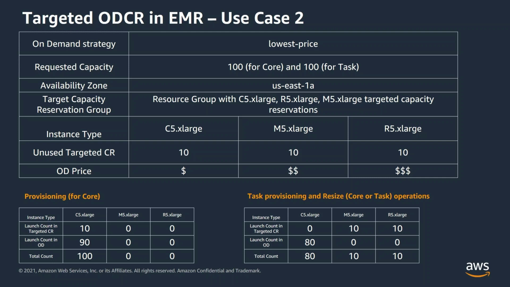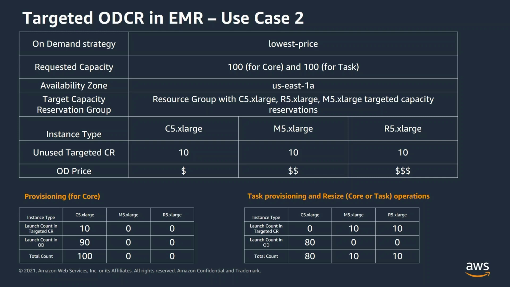So at the end of the task node provisioning, the account will have 0 unused targeted ODCR capacity for all 3 instance types. And the task fleet will launch with 10 M5 extra large using targeted ODCR, 10 R5 extra large using targeted ODCR, and 80 C5 extra large using on-demand instances.